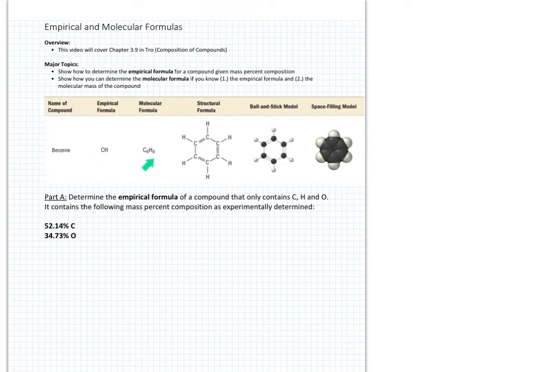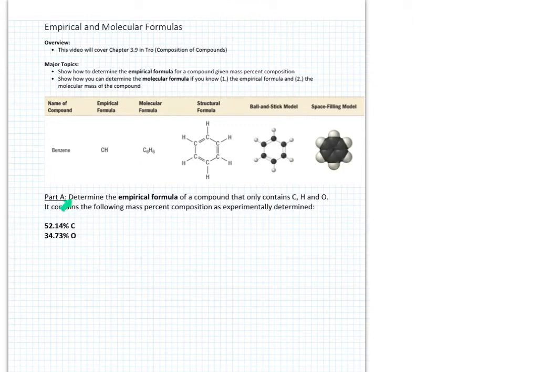Isn't this a more useful way to describe it? Well, the answer is yes, that is a more useful way to describe it. However, sometimes experimentally, when certain experiments are done, you can only find the empirical formula. You would need to have other information in order to figure out the molecular formula. So let's take a look at the empirical formula first, and then we're going to take the same compound and figure out what the molecular formula is, given a little more information.